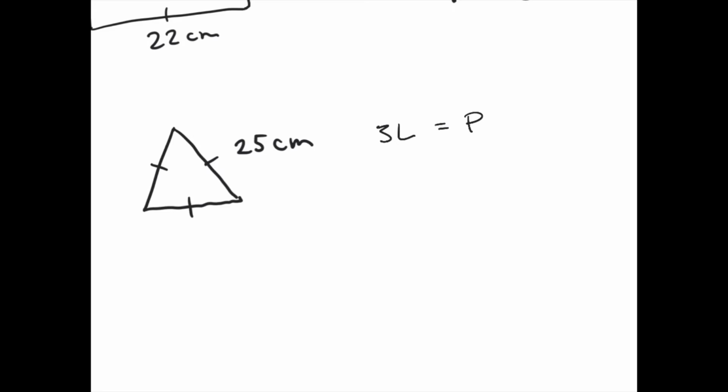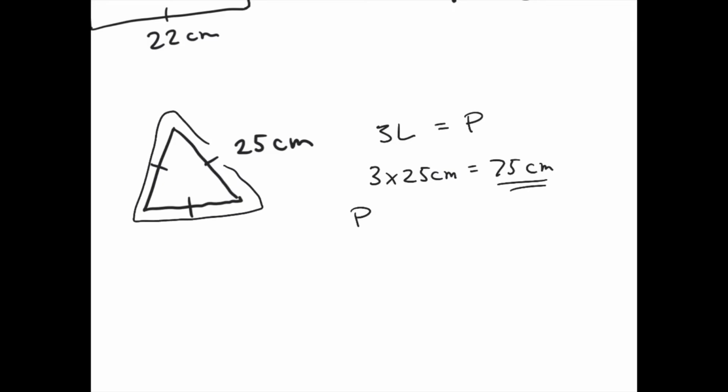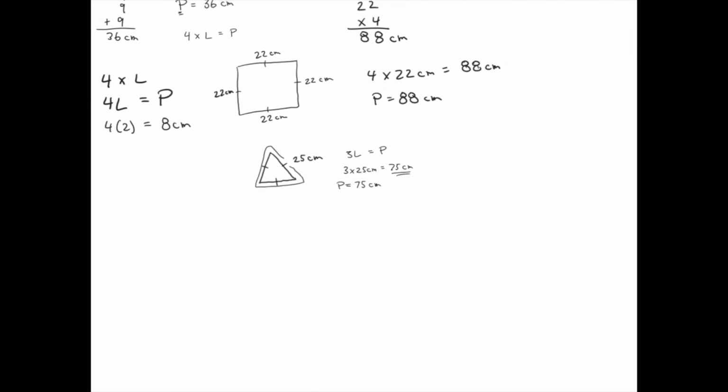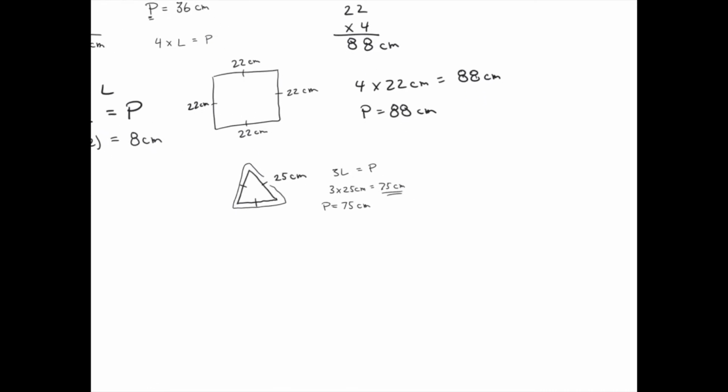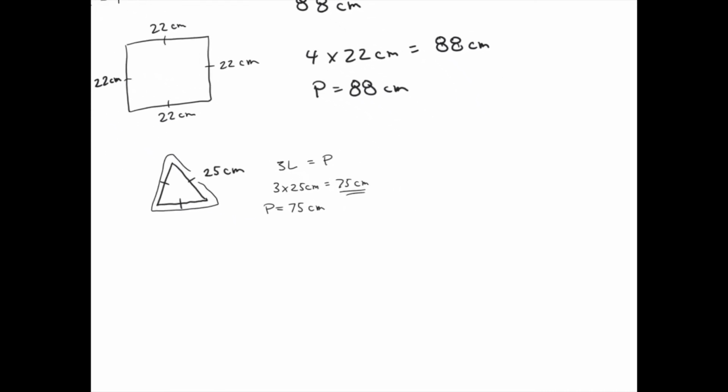This is just for regular polygons, right? Because we know that every side is the same. So we're going to multiply it by 3 to get our three side lengths. So if the side lengths are 25, it's 3 times 25 centimeters equals 75 centimeters. So the distance all the way around would be 75 centimeters. Okay, this is why measuring our regular polygons is handy, because we know that all the sides are the same, so we're simply multiplying by the number of sides.